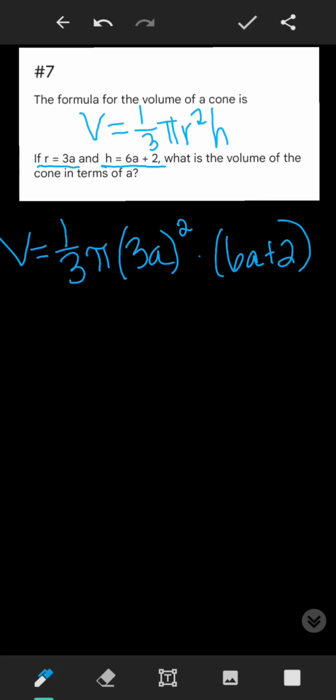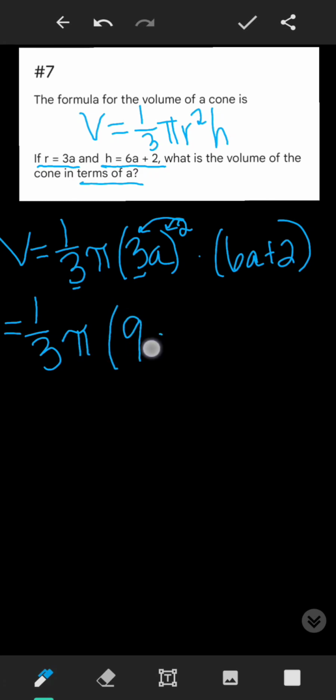We are just going to simplify as much as we can because it tells us to write it in terms of a, which means we're not going to get to a specific number. We're still going to have variables in the expression. 1/3 pi times 3a squared. So the first thing I want to do is these exponents here. That'll be 1/3 pi. This now becomes 3 times 3, which is 9, and a times a, which is a squared. And I'm going to bring that 6a plus 2 right down into the line.